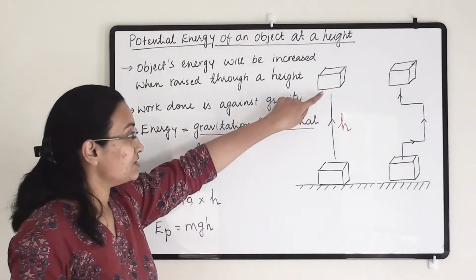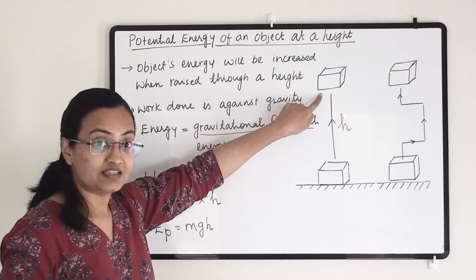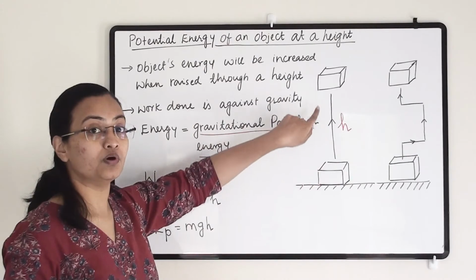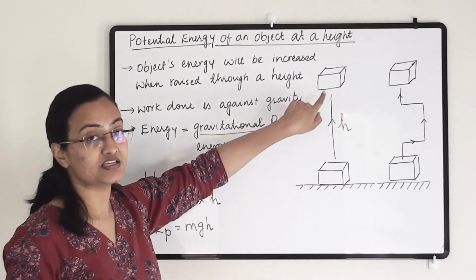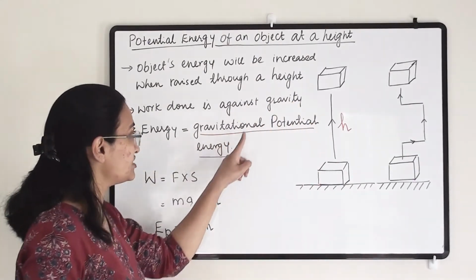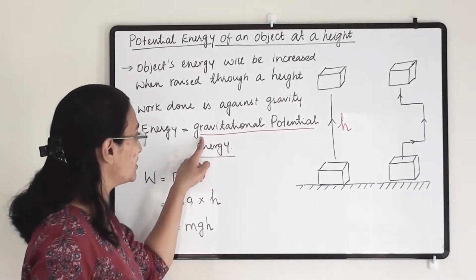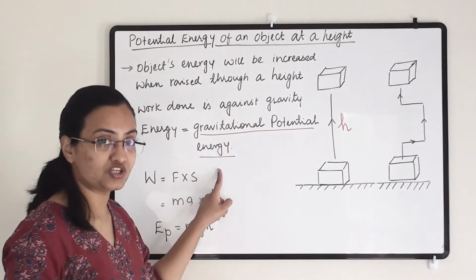Because this energy is possessed by an object due to the work that has been done on it against the gravitational force. So that's why this potential energy is known as gravitational potential energy.